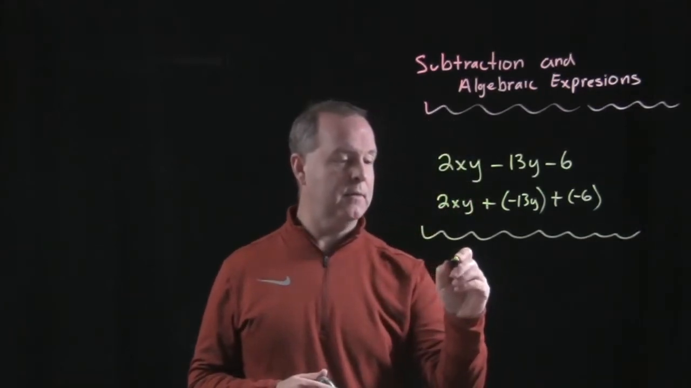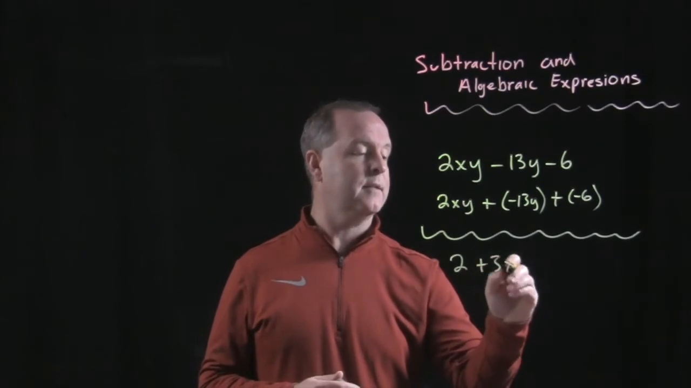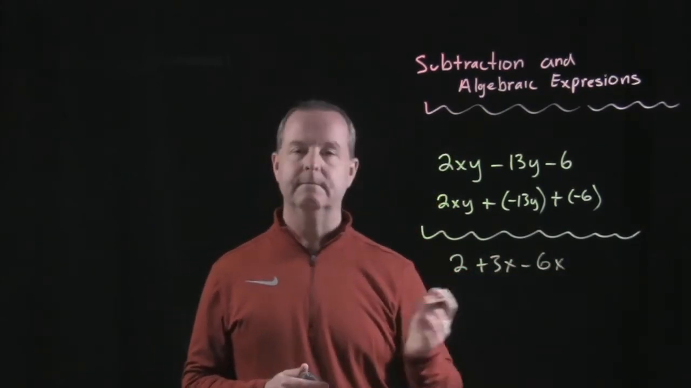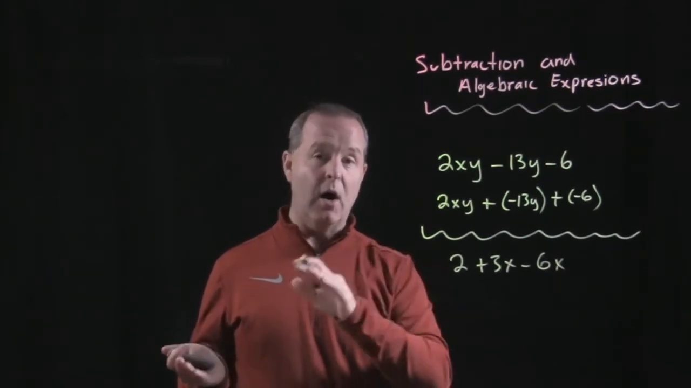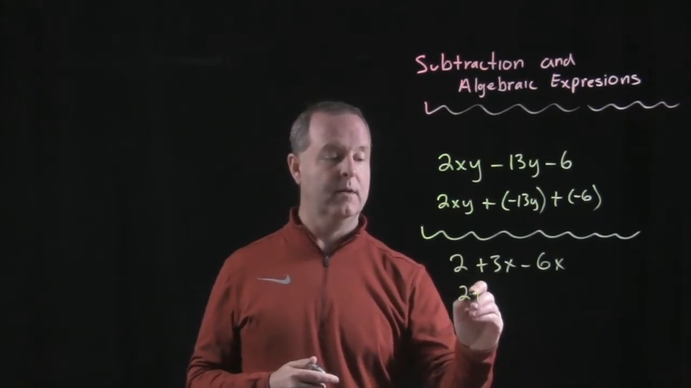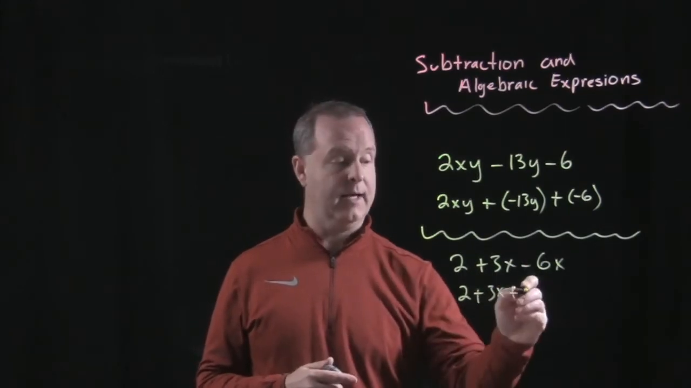Let's look at 2 plus 3x minus 6x. Let's rewrite it as all addition problems happening. So it becomes 2 plus a 3x plus the opposite of 6x.